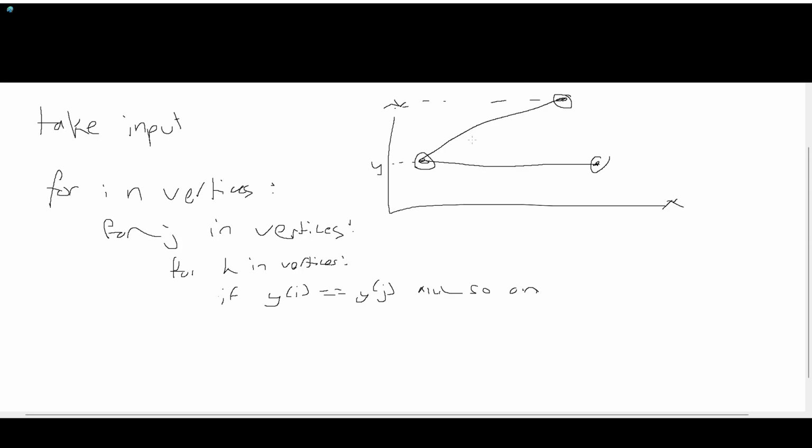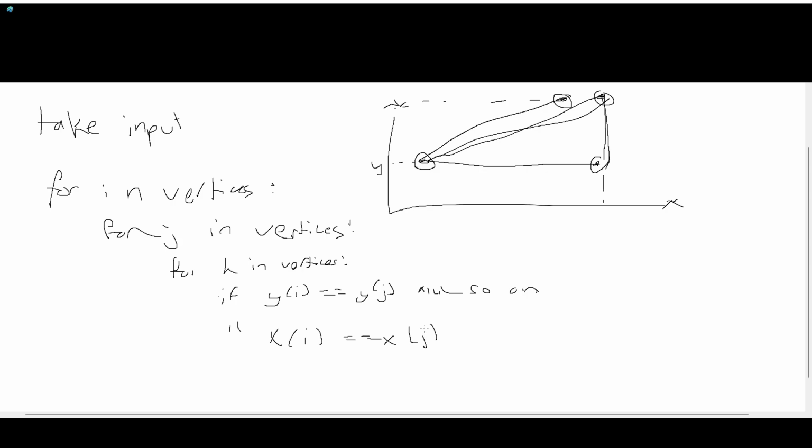And then we also need to check if one of the sides is parallel to the y-axis. So we can do this, right? And then this is this point, and we can have this point, right? These ones are different, and these ones are the same. And what do we notice? Same x-axis. So we do the same thing, x of i equals x of j.